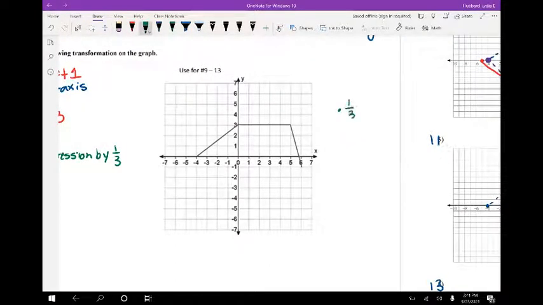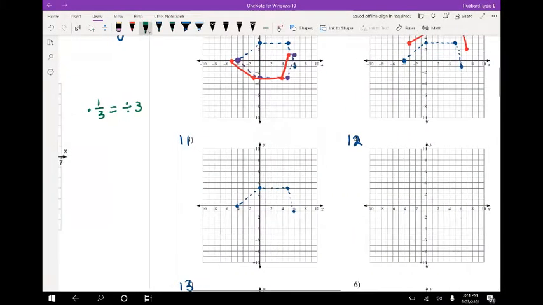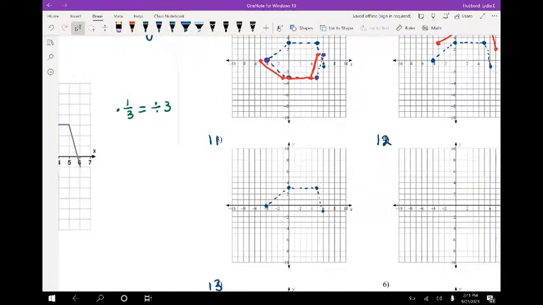One thing I want us to remember is that when we multiply y values by 1/3, that is the same as if we decided to divide by 3. So what we're going to do for this vertical compression is we'll take just the y values. We're not going to touch the x values, because vertical means y values. And we're going to multiply them by 1/3, which again is the same as dividing by 3.